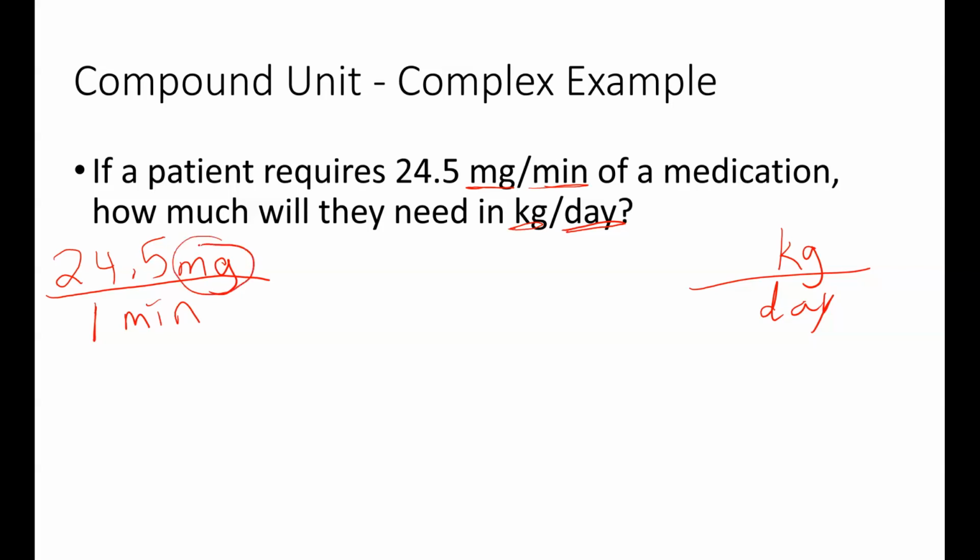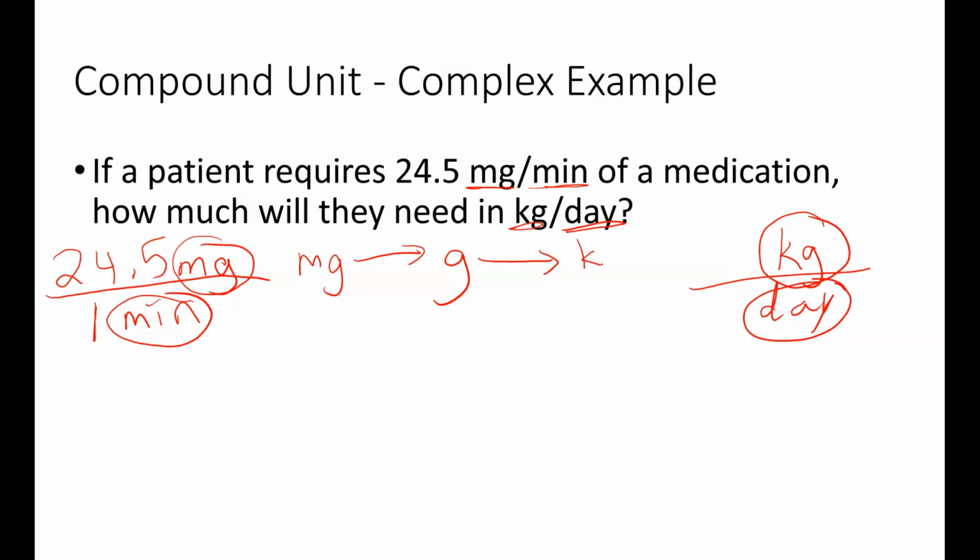I'm going to need to convert my milligrams into kilograms and my minutes into days. So to convert milligrams to kilograms, notice that both of these units have prefixes. So I'm going to need to convert my milligrams into grams, then into kilograms. Just like we did with the other examples where we had a unit with a prefix to another unit with a prefix, we need to make sure and use both steps here.